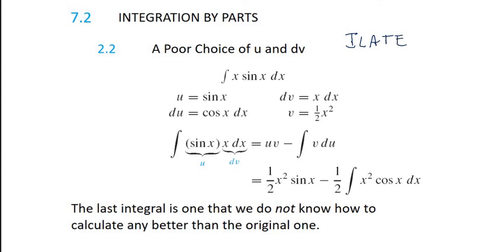If you choose the trigonometric function before the algebraic one, you will have, instead of a simple integral, an even more complicated one. Look at the one that results here. This is even harder to solve. That's why, if you follow this ELATE rule, you have to select u, the algebraic one, before you choose the trigonometric one. Otherwise, your integral is going to be even more complicated to solve.